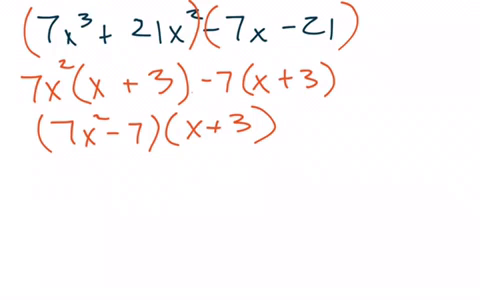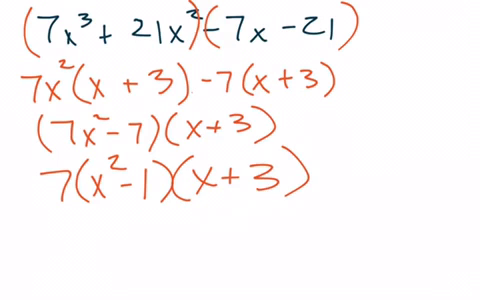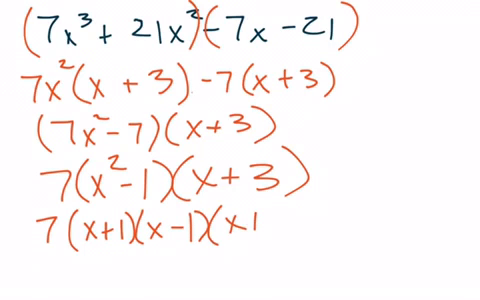Okay, then for the first one, we're going to factor out a GCF on that one, because we do need to continue to factor. We actually have a GCF here we need to factor out, which would be 7. But are we done? No, we're not done, because what type of binomial do we have? That is a difference of squares. So that's going to be 7 times (x plus 1) times (x minus 1) times (x plus 3). And there you have it. Okay, that is fully factored.